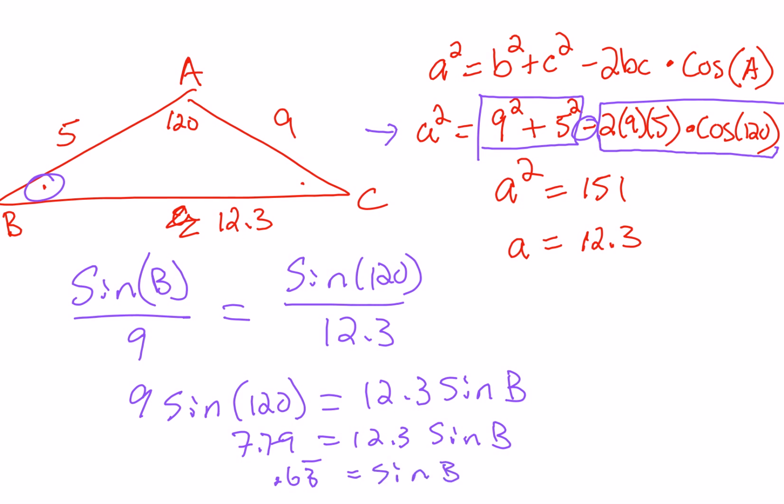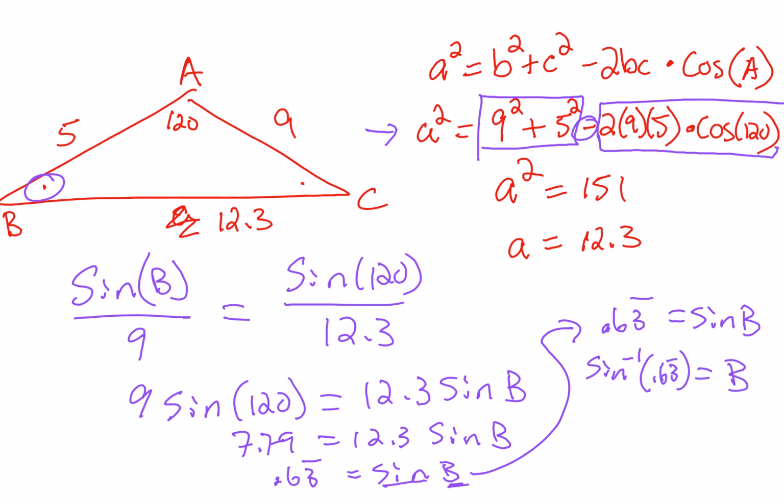Now how do we solve for B? Go back to when we did right triangles. If we wanted to get rid of this sine and just get B by itself, we're going to have to take the sine inverse of both sides. I'm going to move this up top right here. 0.63 with the 3 repeating equals sine B. Sine inverse of both sides, so you take the sine inverse of 0.63 equals B. And so I get 39.3 is equal to B. And that's in degrees. So 39.3.